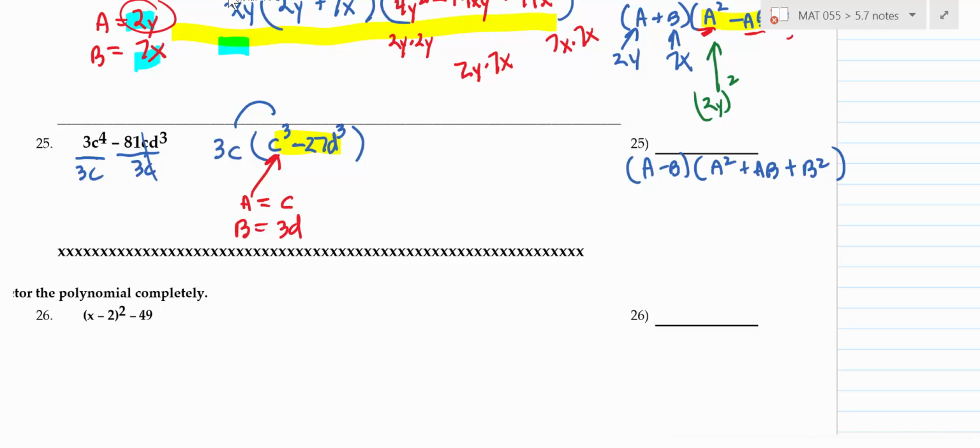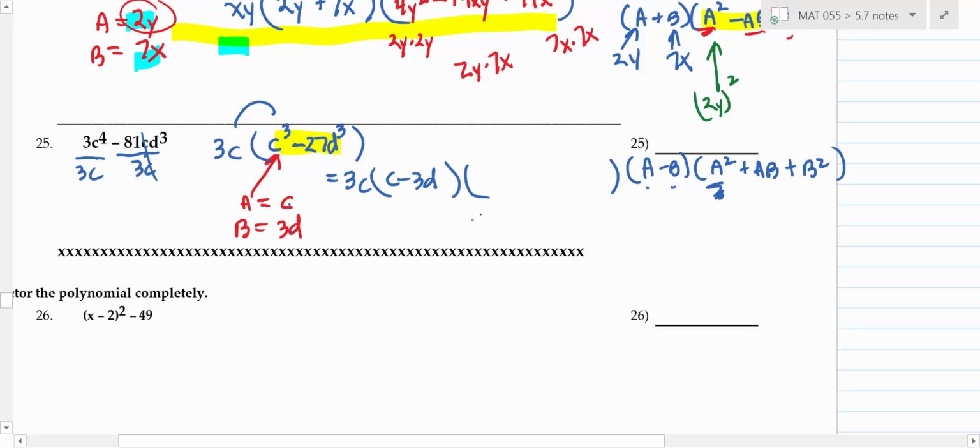Now, when you write your answer, it goes like this. You're going to follow this formula precisely. So you have 3C. When you do A minus B, that's just C minus 3D. Okay, now here's the place where you got to be so careful. Do A squared. C times C, what's that? C squared. Then you do AB. Okay, what's A? A is C, B is 3D, so what's that? 3CD. Okay, and then you do B squared. B is 3D, so what's 3D times 3D? 9D to the second. So there's your answer.